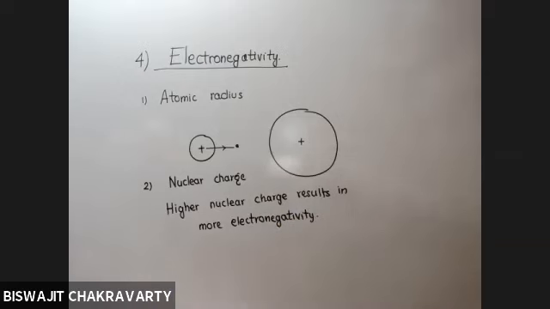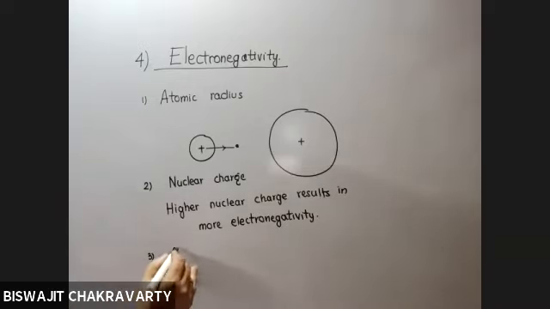Because if the number of protons in the nucleus is more, you have higher nuclear charge. Not only will you be attracting your own electrons, you will also have the tendency of attracting the shared pair of electrons. If the nuclear charge is less, obviously you cannot think of attracting the shared pair of electrons, isn't it? Yes, sir. Okay.